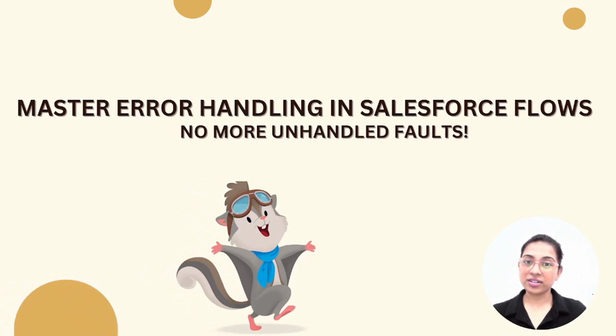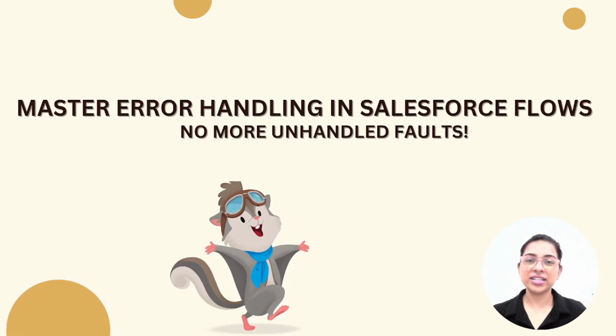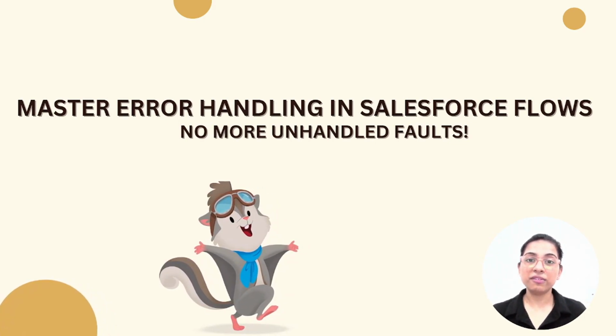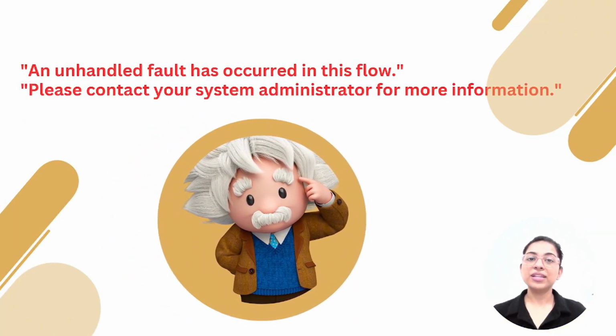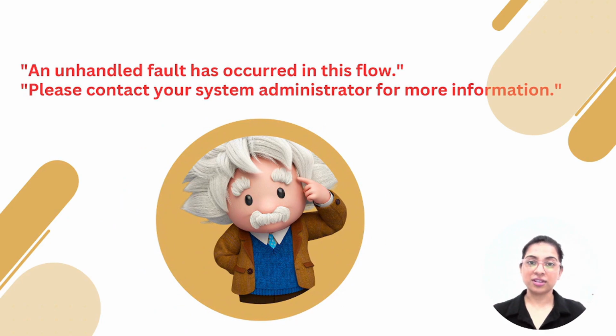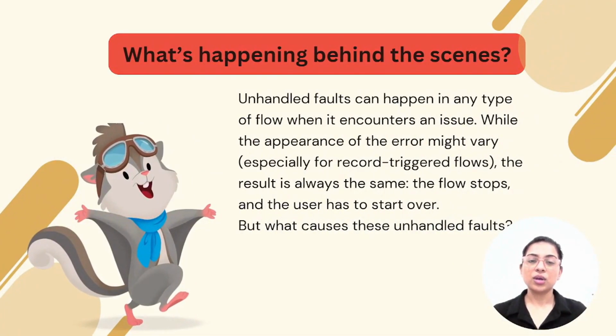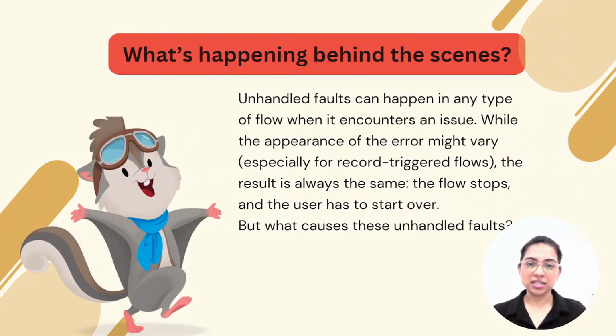If you're an admin or a developer and you have created screen and auto-launch flows, this error will be very familiar to you, which says an unhandled fault has occurred in the flow. Please contact your system admin for more information. Pretty frustrating, right? This just means that something has happened to your flow and Salesforce doesn't tell you what actually went wrong. And to make things worse, this vague message is just shown to your user, making them confused and without any clear instruction on what to be done next.